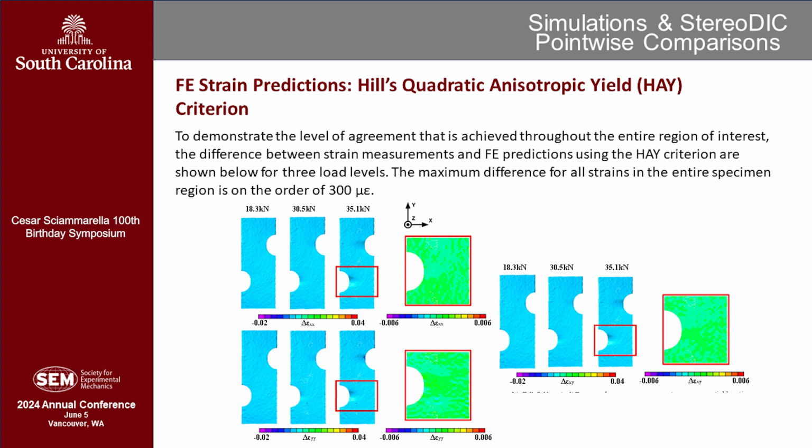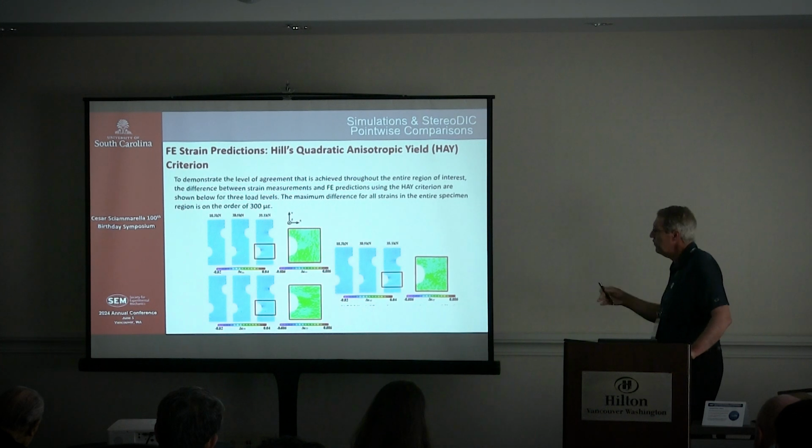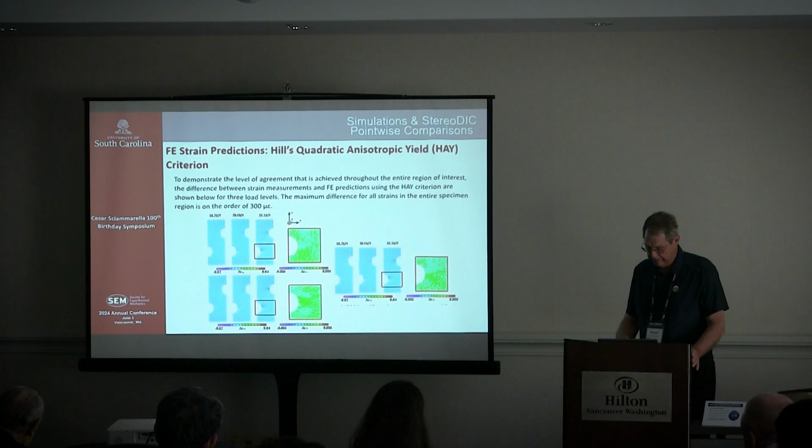Here's the full field version of it. These are the differences now. You can see the differences are small everywhere. This is 6,000 microstrain. You see no reds anywhere. You're down in the greens and blues, which is down in the center. And near the notches, 200 to 400 microstrain, around 300, is what we're seeing for the differences. And that's throughout the whole field. So the results for all the strains in the entire field were good with those parameters.